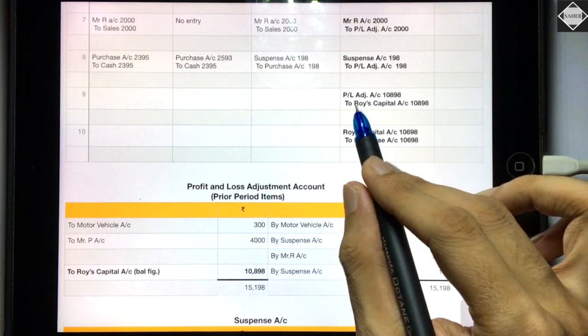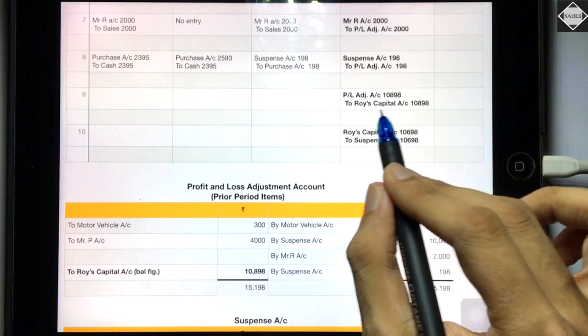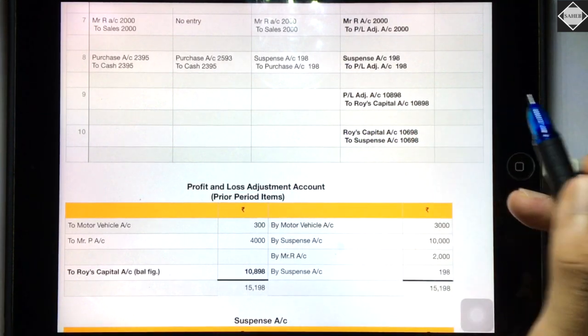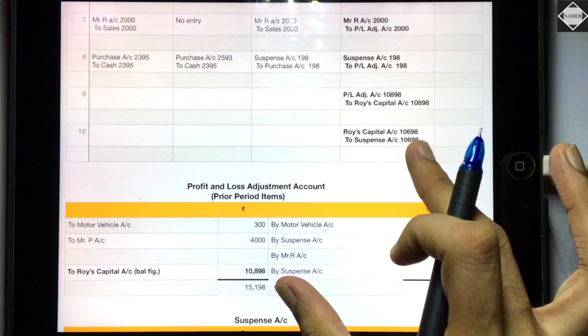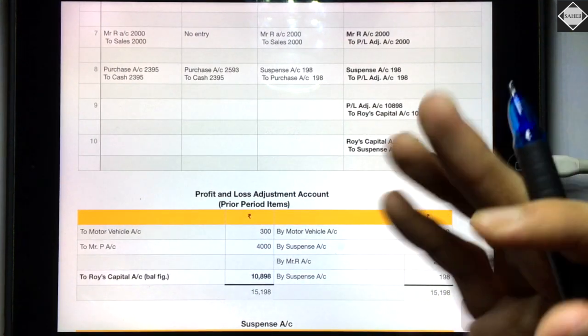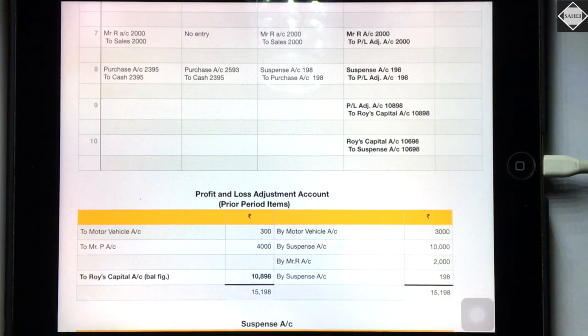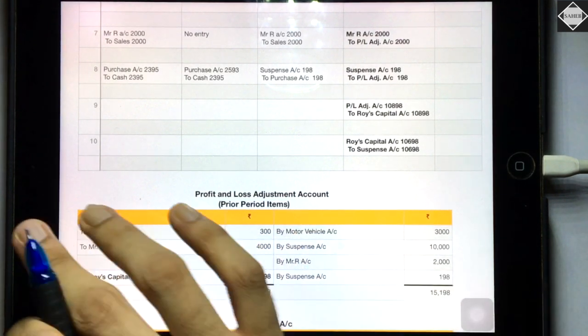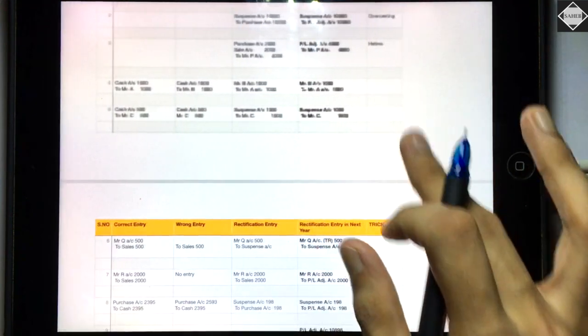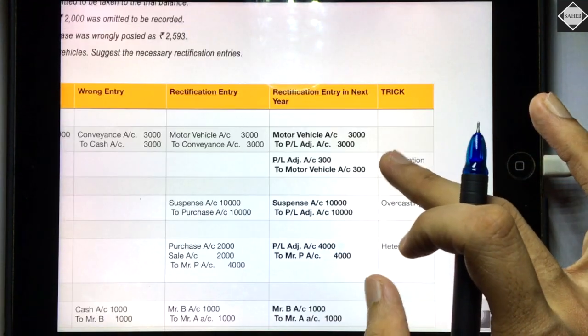Yeah, P&L adjustment account 10,898 to Roy's capital account 10,898. Is that clear? Now sometimes if you get a small problem of 5 marks, you will not have time to prepare this profit and loss adjustment account, and it's not required also. So what you will do then is not prepare it, you will directly see the entries properly.